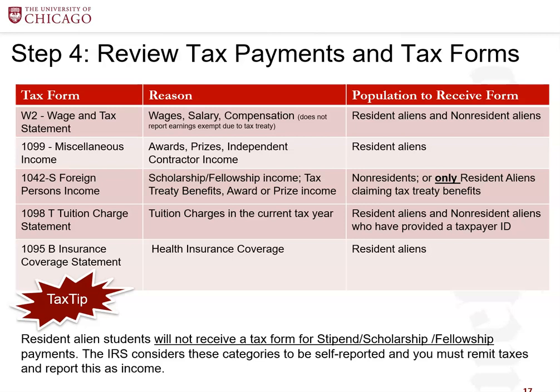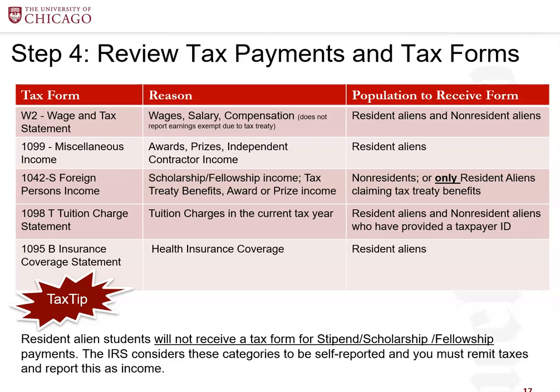If you were working and receiving wages, salary, or compensation, you would receive a W-2. That would be regardless of whether or not you're a resident or a non-resident. And those were issued back in January, and they should be located in your Workday profile under tax documents. If you received an award, prize, independent contractor income, and you were a resident alien, you would have received a 1099 for that income. Those were mailed back in January.